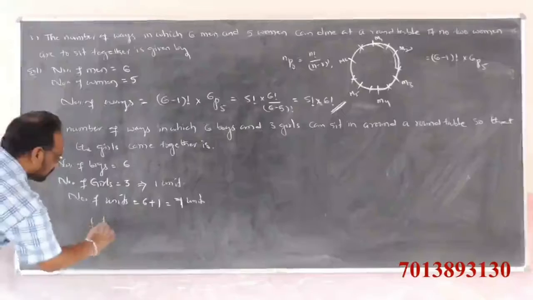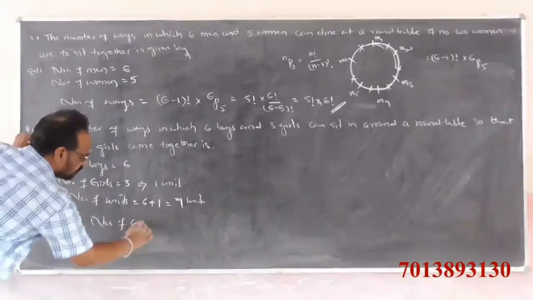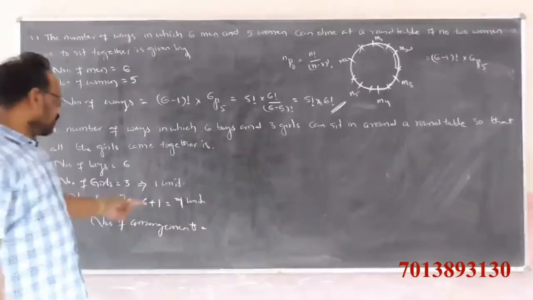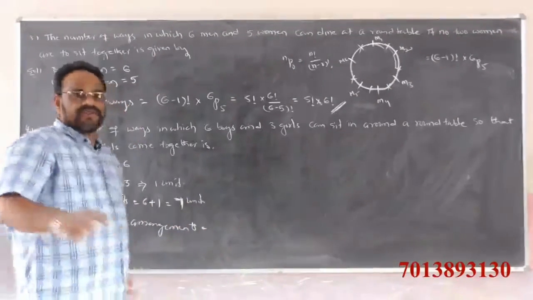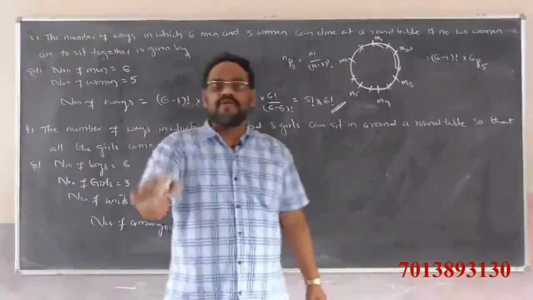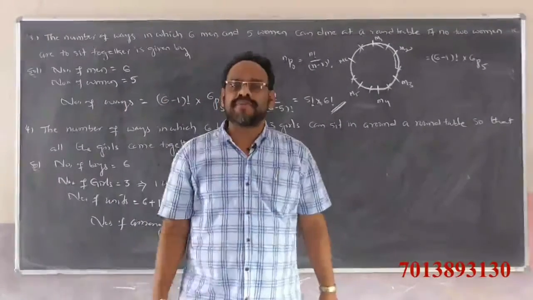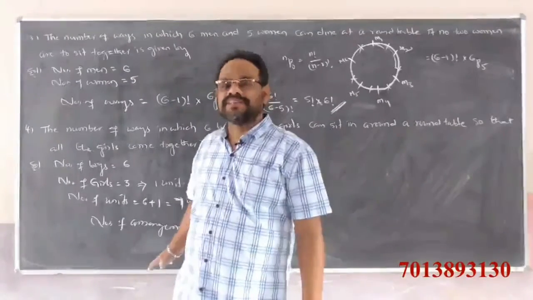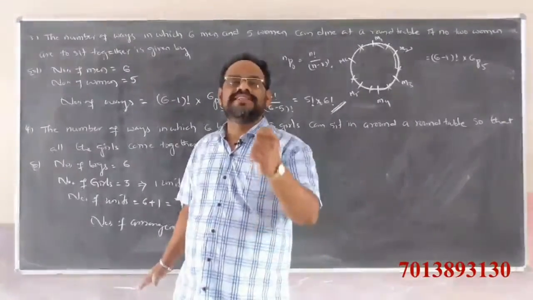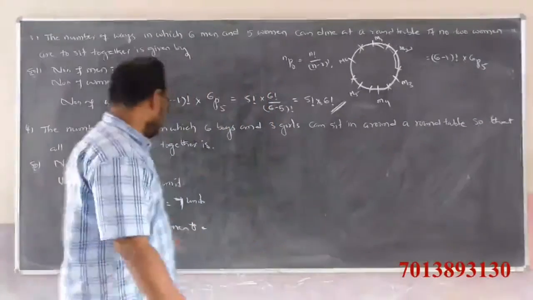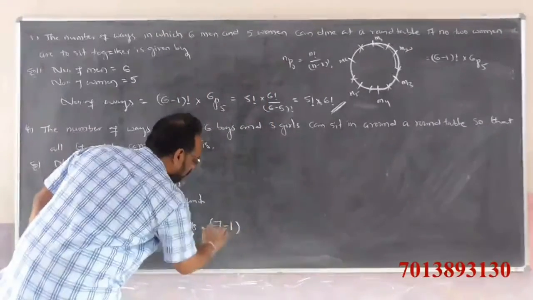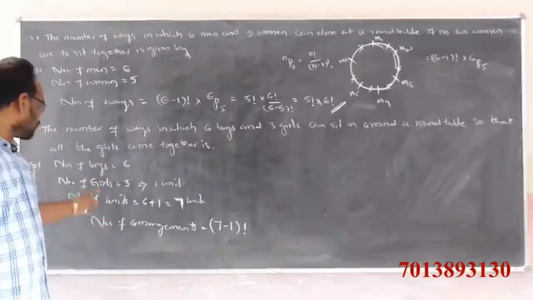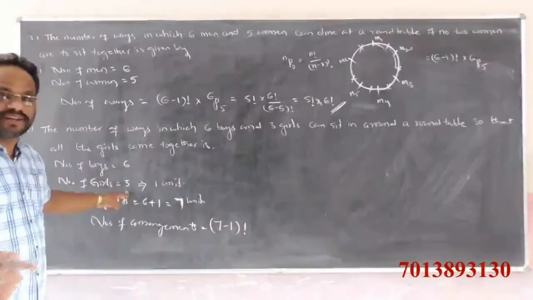Therefore, the number of arrangements, or number of ways, is for 7 units. In how many ways are the circular permutations of 7 units taken all at a time? We already know the formula, that is (n minus 1) factorial, so 7 minus 1 factorial. But observe here, the number of girls is 3, so the 3 girls are also permuted.